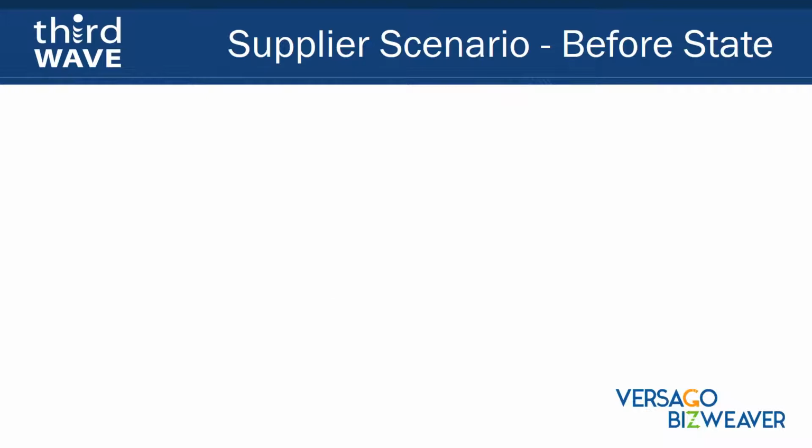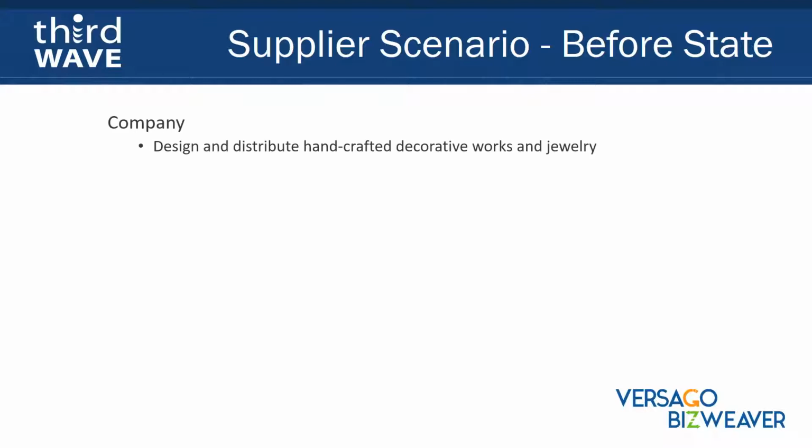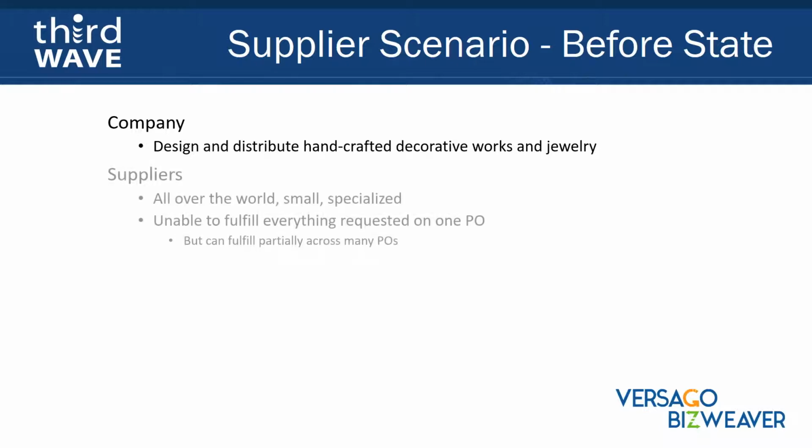First we'll talk about the before state at our customer's organization and how they related with their suppliers around this use case. So this is a company that designs and distributes handcrafted decorative works and jewelry. They have a global distribution. And they also have suppliers all over the world who tend to be small, specialized, kind of artisan shops that will tailor make to fulfill the designs that our company creates.